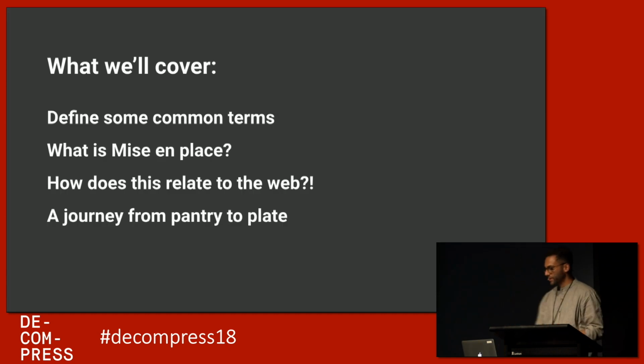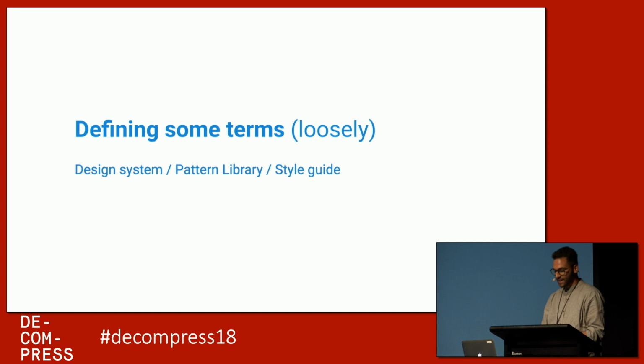So what we'll cover, we'll just quickly define some terms so we're all on the same page. We'll unpack what is Mise en place more directly and how it relates to the web. And if we've got time, we'll do this quick journey from pantry to plate, just to talk about efficiency and innovation. So we'll loosely define design system, pattern library, and style guide. And you might define these differently from me, and that's totally fine.